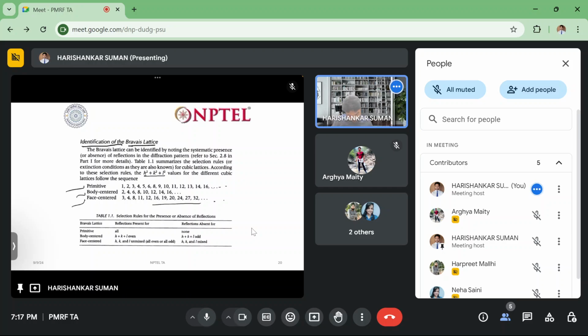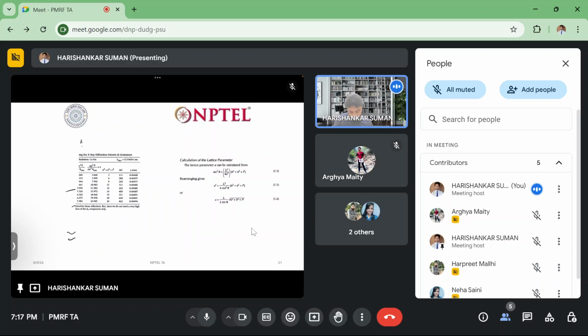Selection rule for presence or absence of reflection. Primitive: all reflections present, absent none. Body center: h plus k plus l should be even for presence, and absent when h plus k plus l is odd. Face center: h, k and l are unmixed, all even or all odd. They are absent if they are mixed.